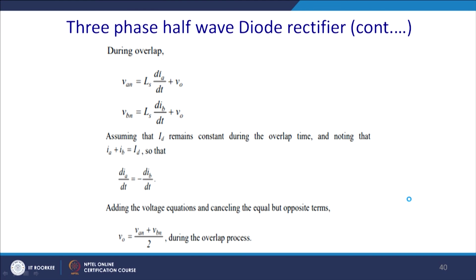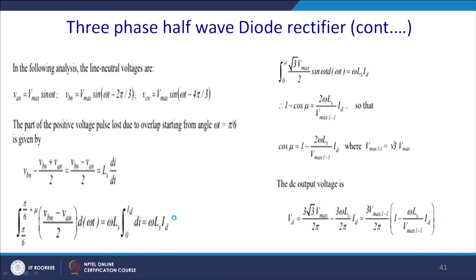Here, since both the diodes are conducting, we will have 2 circuits in the picture, given by Van equal to source inductance into di by dt plus output voltage, and the same for the B phase. From there you can add them up, since the current flowing into phase A comes out through phase B, if you assume so, then the output voltage will be half of An plus Bn. From there we can calculate the value of Bn and the value of An, and thus you can calculate the average value of it.